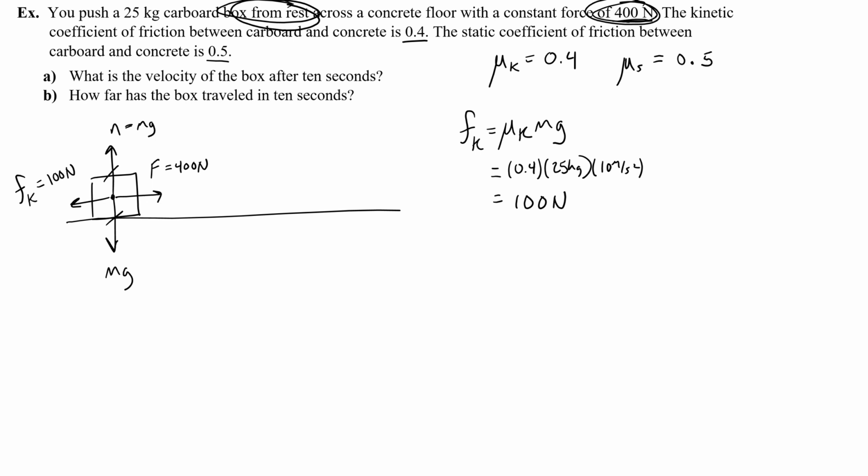Okay, so I've figured out that there is kinetic friction acting on the box, and now I know that there's 100 newtons, which maybe I'll draw my friction force much smaller than that 400. So how do I use this information to figure out the velocity of the box after 10 seconds, or how far it has traveled? Well, I can use this 100 newtons and the applied force of 400 newtons to get the net force.